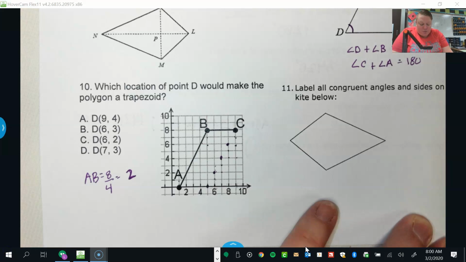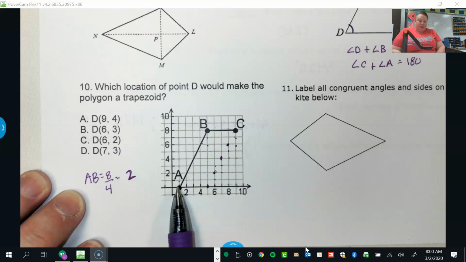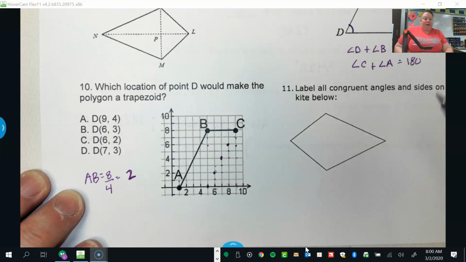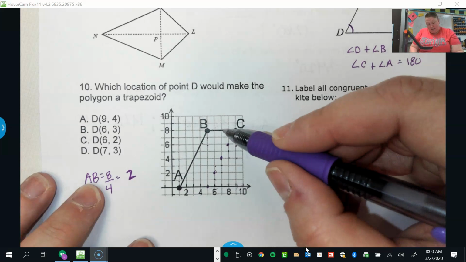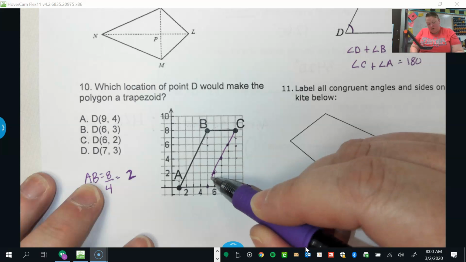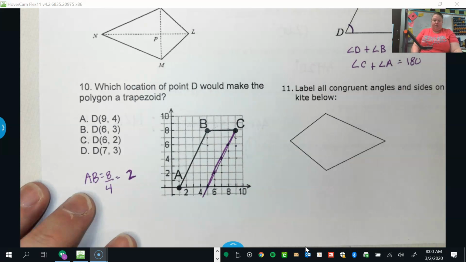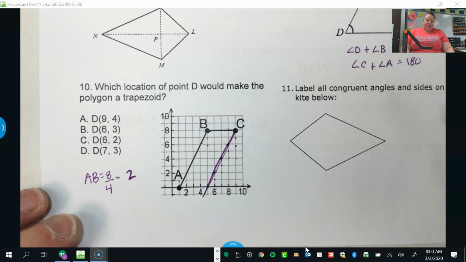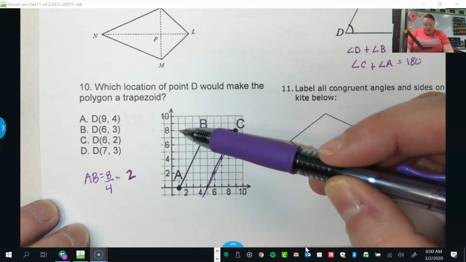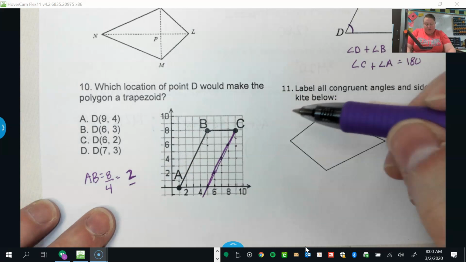Okay, so when I started this problem, I thought that this was one of the bases, meaning I was looking for the other point to be here, to be parallel to BC, but that's not true. This is actually the base, so my other point needs to fall on this line, which is parallel to AB. So what I did was I figured out that the slope of AB, I went up 8 over 4, so my slope of AB is 2.